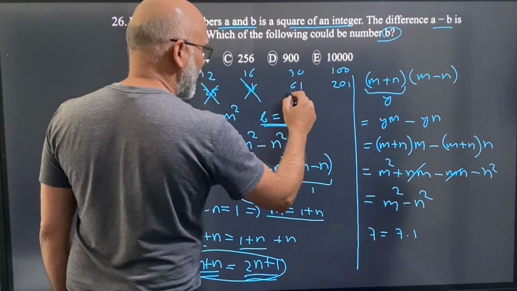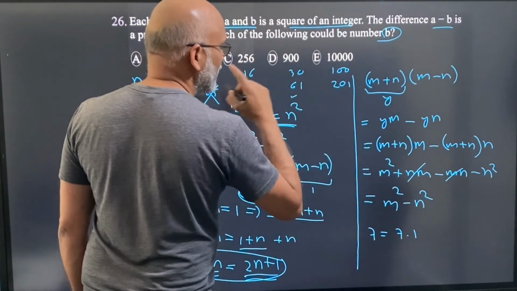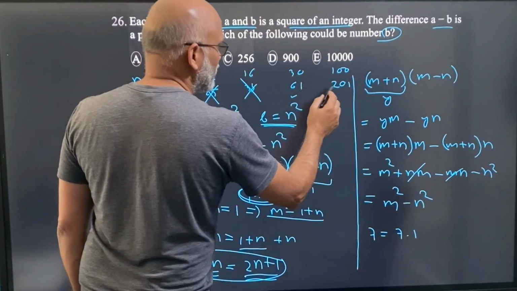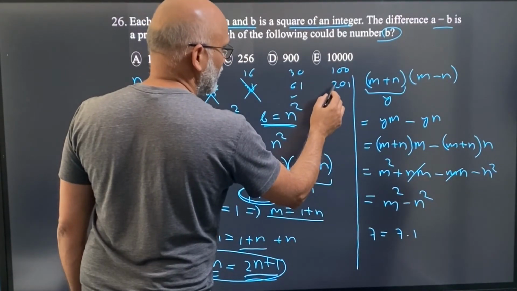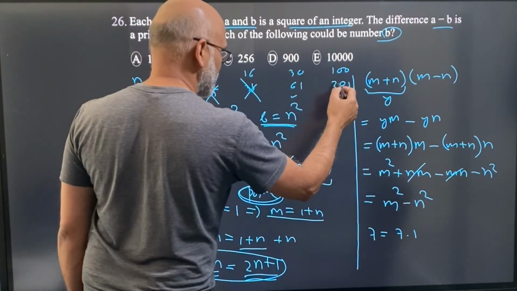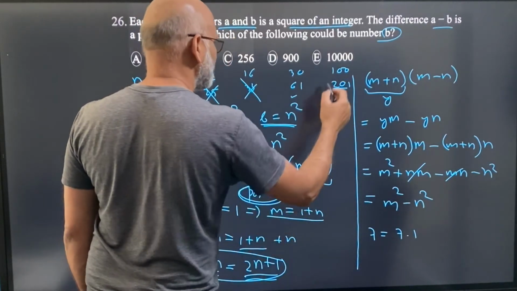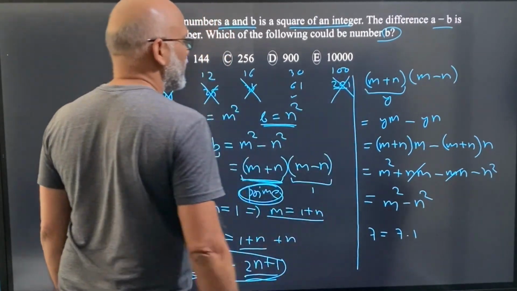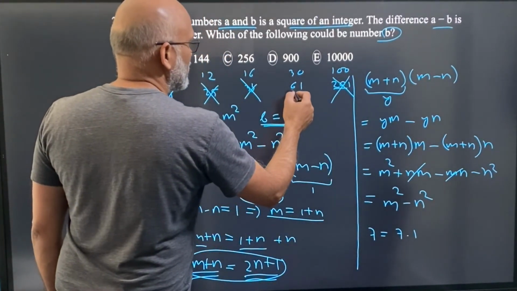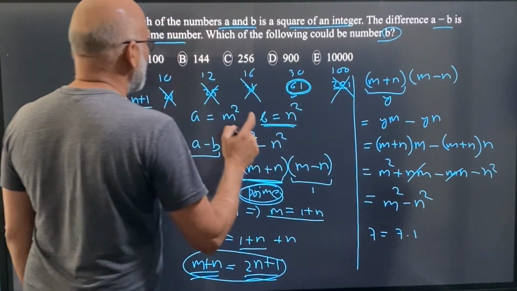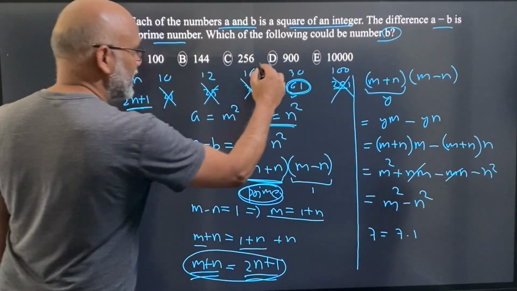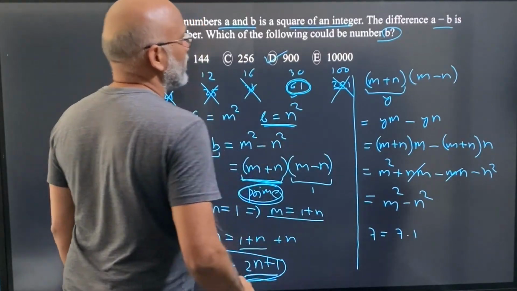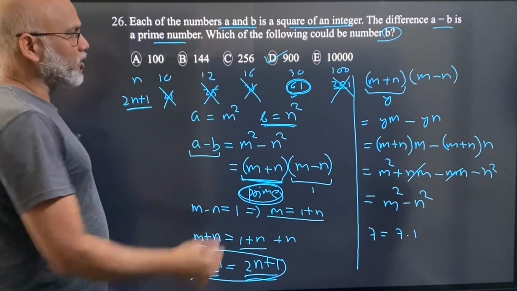61 is a prime number, okay? 201 is a multiple of 3, right? The sum of the digits, 2 plus 1, is divisible by 3, so this number is divisible by 3. Then this is also not a prime number. So this is the only prime number, right? In that case, D is the only possible choice. So the correct answer is D.